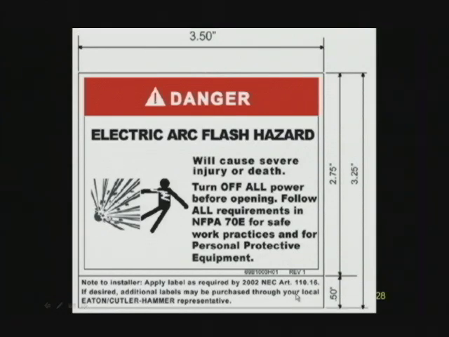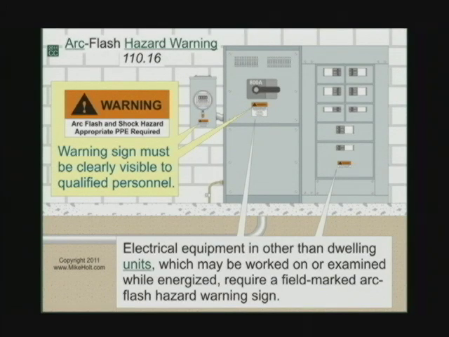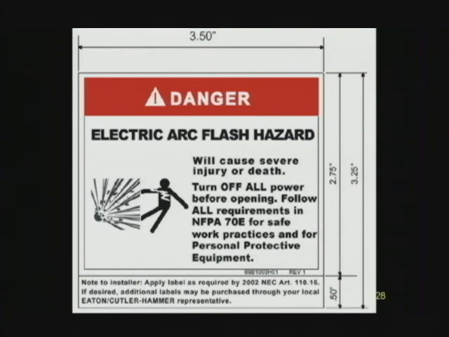Here's an example from, I think, Cutler Hammer. It might change, but this is the last time I've seen this. And they'll give you labels: electric arc flash hazard will cause severe injury. Because if you go back to the rule, it didn't tell you what's on the label. It didn't tell you how to make the label. It just says, hey, you need a label on there. So the manufacturer gives you a label.